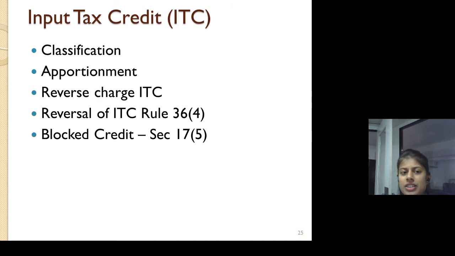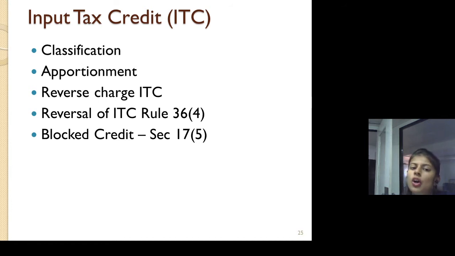Blocked credit I have already discussed with classification, that is Section 17.5. I'll give you a brief note on what are the categories under Section 17.5. So there are certain categories like insurance, then hotel bills. These are the categories of things on which I cannot take a credit because it is blocked. Vehicle purchase: suppose I am buying a motor vehicle to take a credit on this. It is not in the course of my business. For example, I am engaged in a construction business and I buy a motor vehicle, then I am not eligible to take a credit.